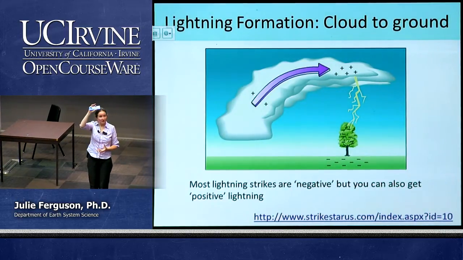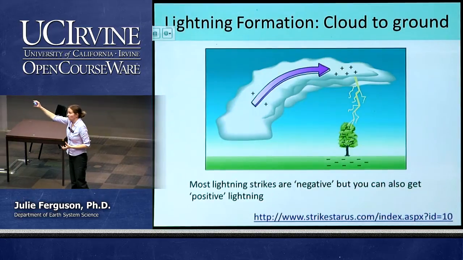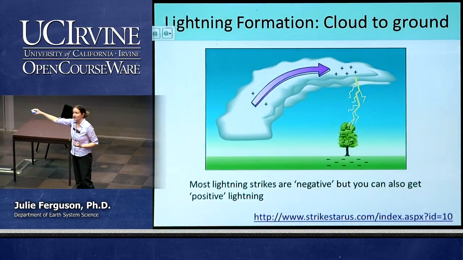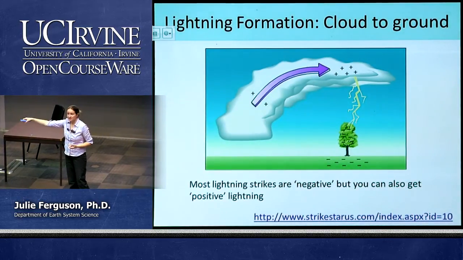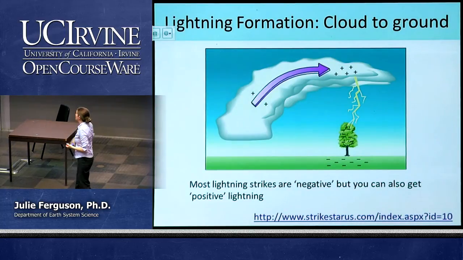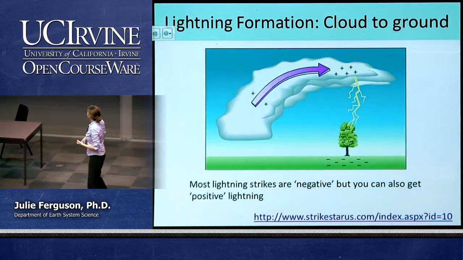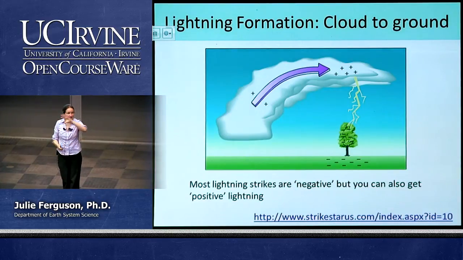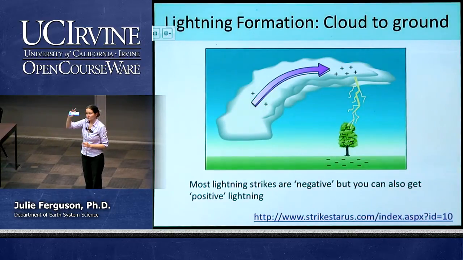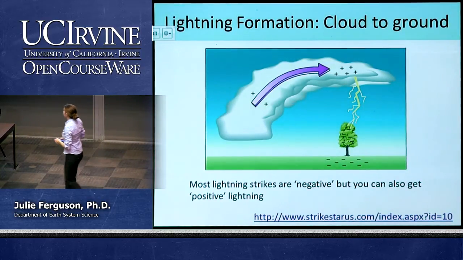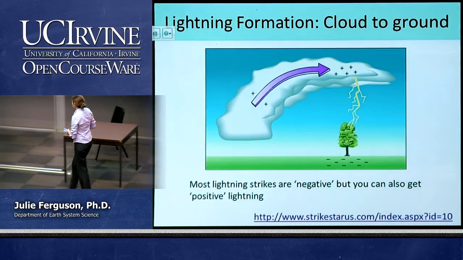So if that top part of the cloud is carried along and leant over further away, then what we now have is this positive charge above the ground. And so what we can get is positive lightning strikes, where instead of having the negative part in the cloud, we have positive charge instead. But really, most of our lightning strikes are negative.